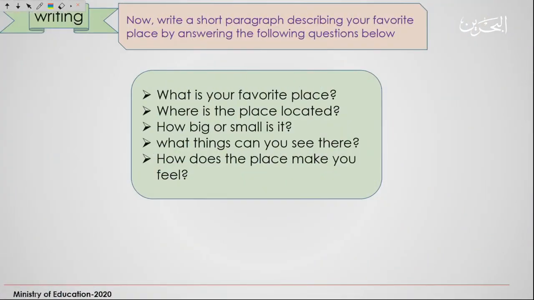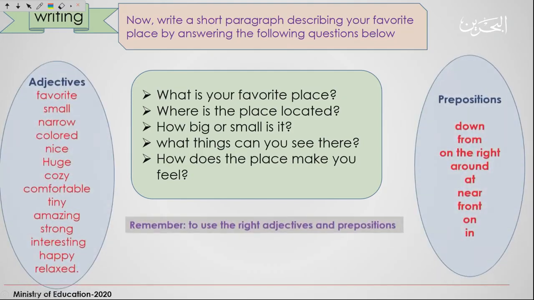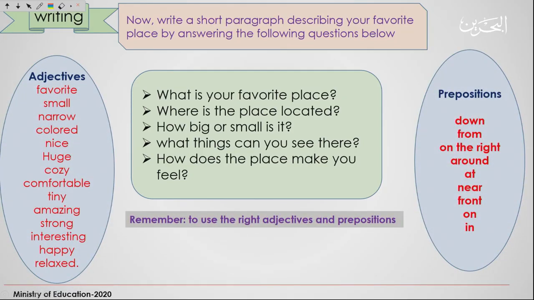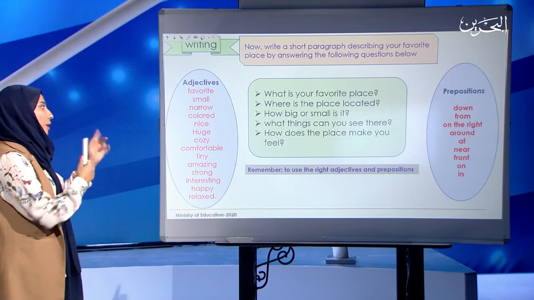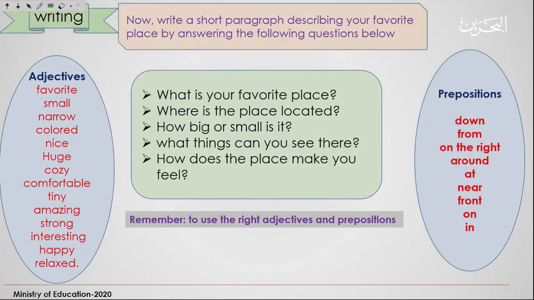Okay, now, as we can see, we wrote the whole descriptive paragraph describing a certain place by answering this set of questions. So now what I want you to do similarly is to describe a place that you like by answering these questions. Remember to use the right adjectives and prepositions. These are examples. You can add your own, but remember that I want you now to write a short paragraph describing your favorite place by answering these questions. Note the questions fast on your piece of paper so that you can later on refer to them. I'll give you 1 minute or 2.